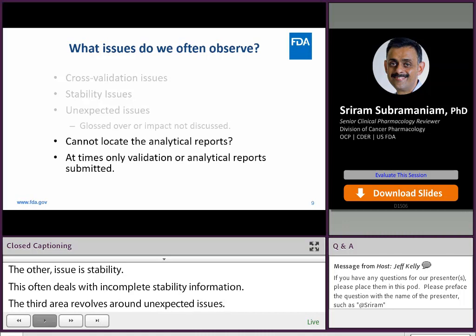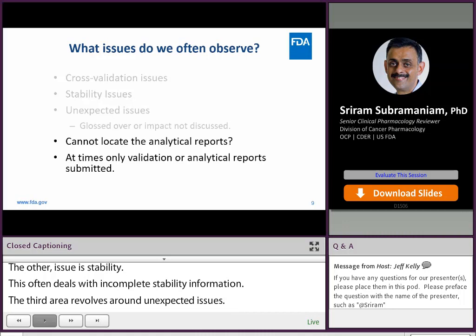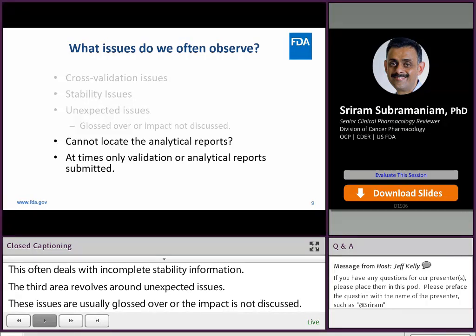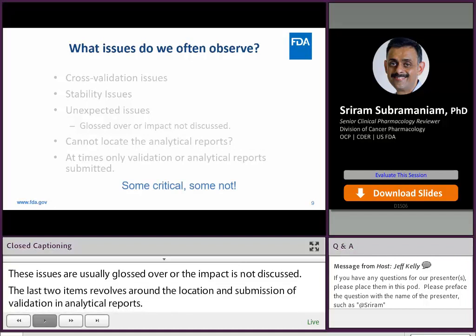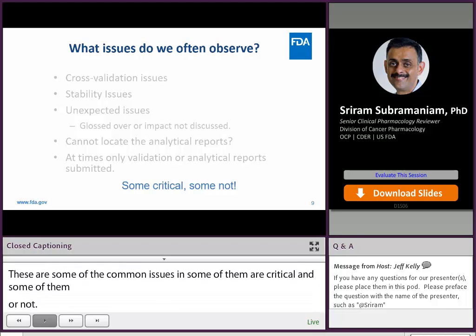The last two items revolve around the location and submission of validation and analytical reports. So these are some of the common issues, and some of them are critical and some of them are not. So in the next few slides, I'll go over some examples to illustrate some of these issues so that you have a fairly good understanding of where we are coming from.